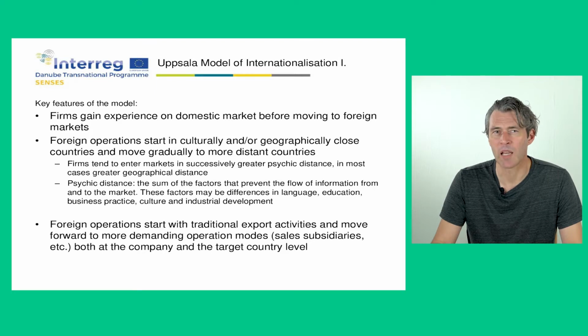Let's study the Uppsala model for internationalization to understand better the processes and areas of decisions. The key assumptions of the model are the following. Firms gain experience in the domestic market before moving into foreign markets. Foreign operations start in culturally and/or geographically close countries and move gradually to more distant countries. Firms tend to enter markets in successively greater psychological distance, and in most cases, greater geographical distance.